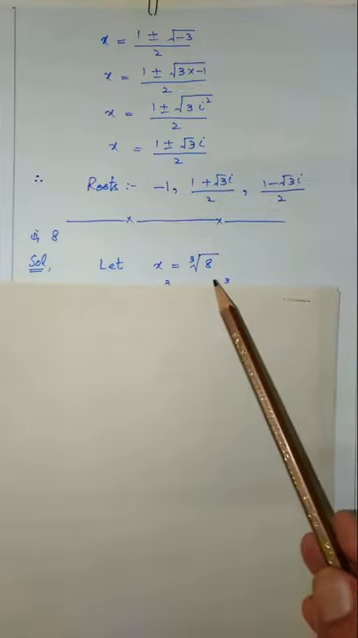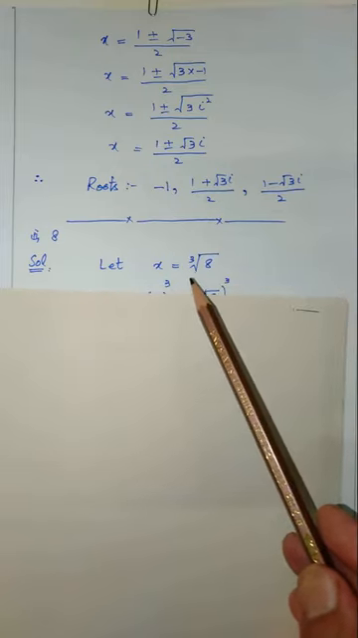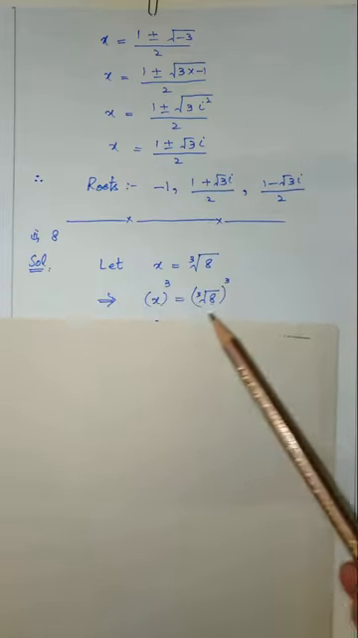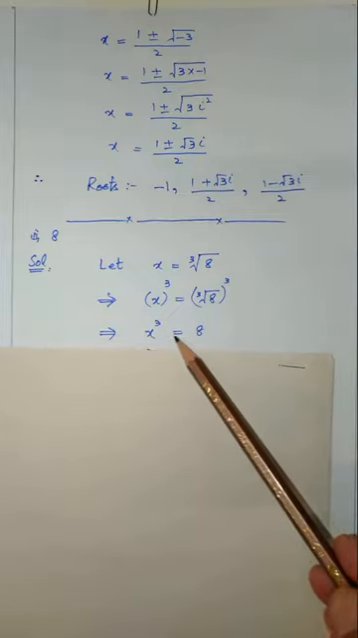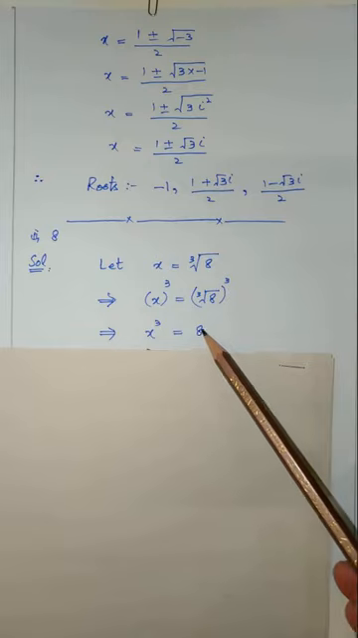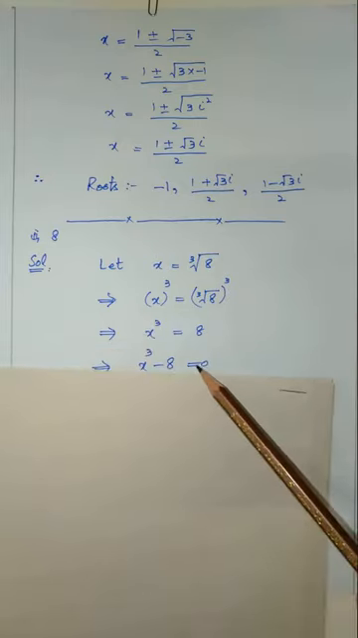Now part number second is 8. Solution: let x is equal to the cube root of 8. Now to remove the cube root, taking cube on both sides, cube and cube root cancel. x cube is equal to 8. Now shift this 8 to the left hand side, so x cube minus 8 is equal to 0.